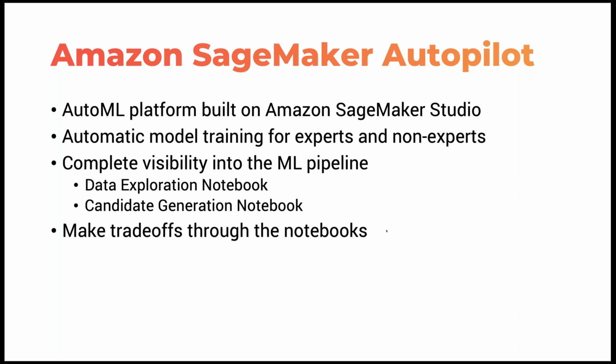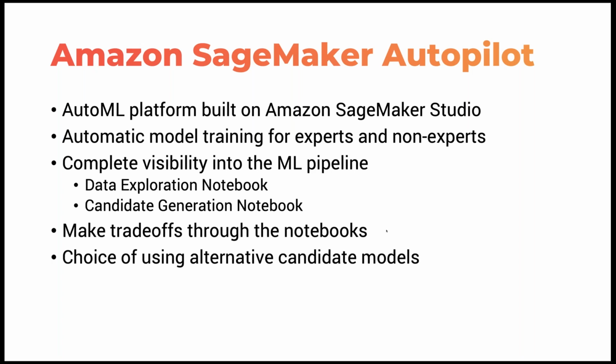And you can also make trade-offs by changing the code and by choosing the appropriate model depending on your use case. So obviously, this gives you a lot of choice. You can use alternative candidate models by mixing and matching some of the pipelines that SageMaker Autopilot has built.